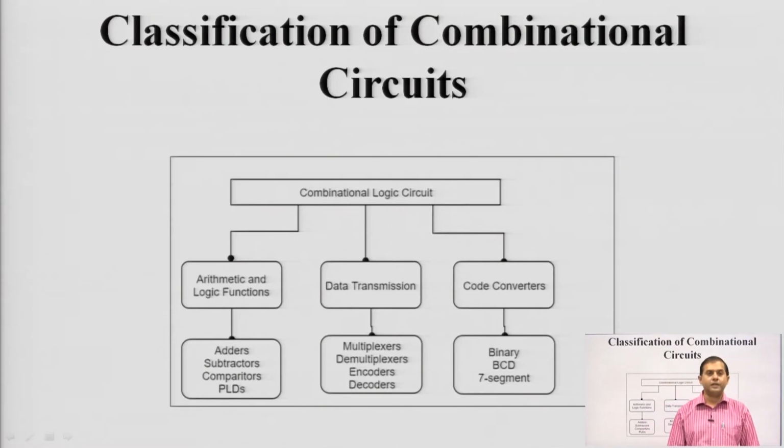Next, classification of combination circuits. Combination circuits can be categorized in three parts: for arithmetic and logical functions, for data transmission, and for code conversions. Examples performing arithmetic and logical functions are adders, subtractors, comparators and PLDs, programmable logic devices. For data transmission, the examples are multiplexers, demultiplexers, encoders and decoders. And examples of code converters are binary code converter, BCD code converter, and 7 segment code converter.